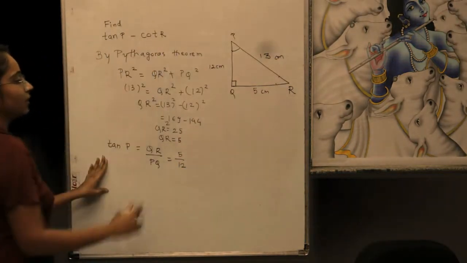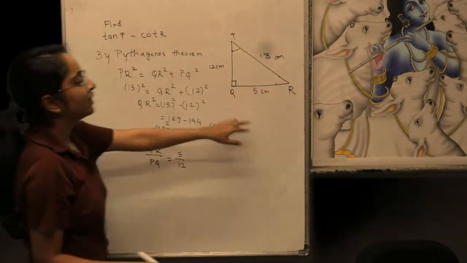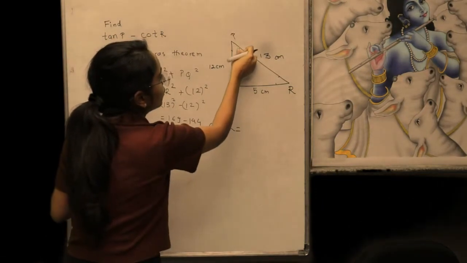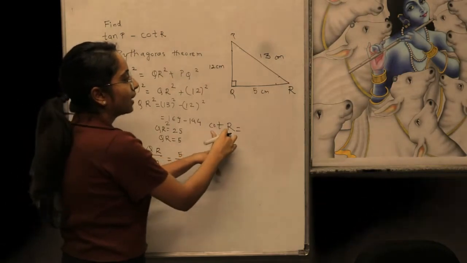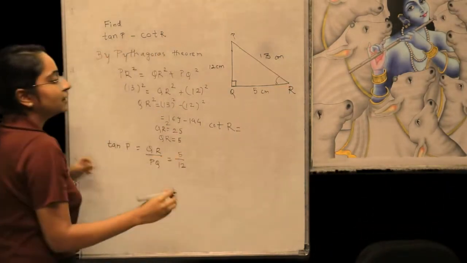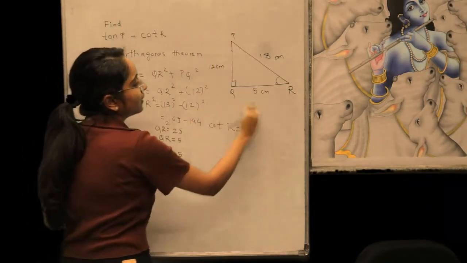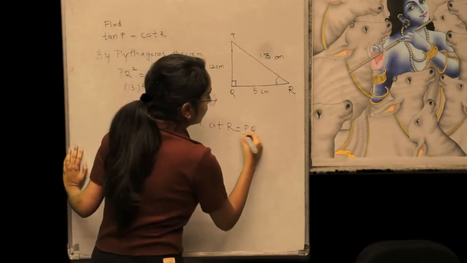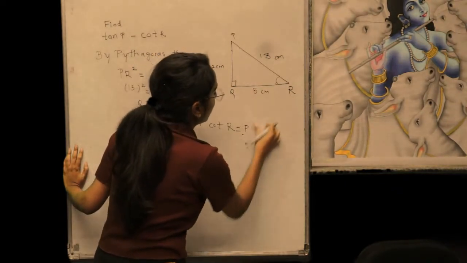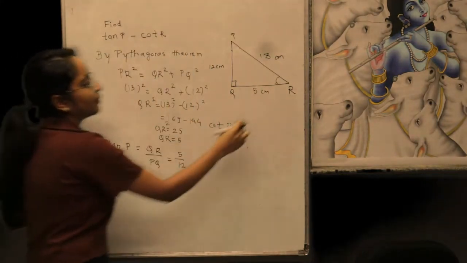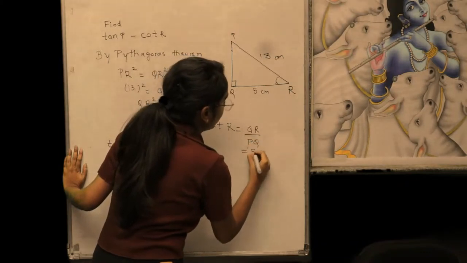Now further we will find the value of cot R. Cot R is adjacent upon hypotenuse. So now, considering the angle at R, the side opposite to angle R is PQ and adjacent is QR. So thus we will write the formula PQ upon QR. Cot R has a formula adjacent upon hypotenuse. So we will write the value as QR upon PQ, which comes to be 5 upon 12.